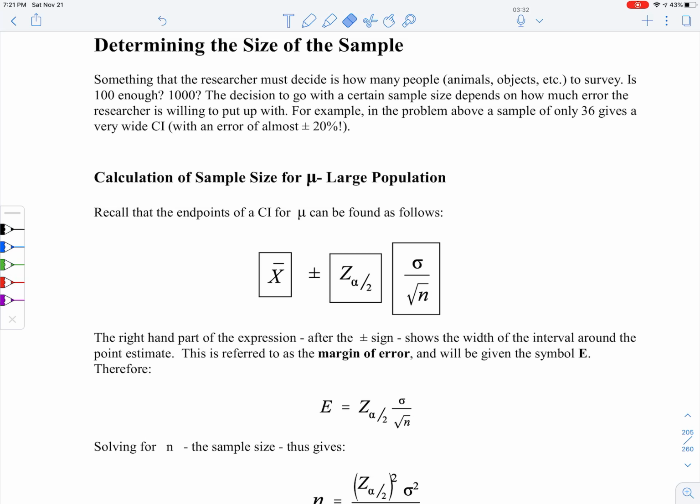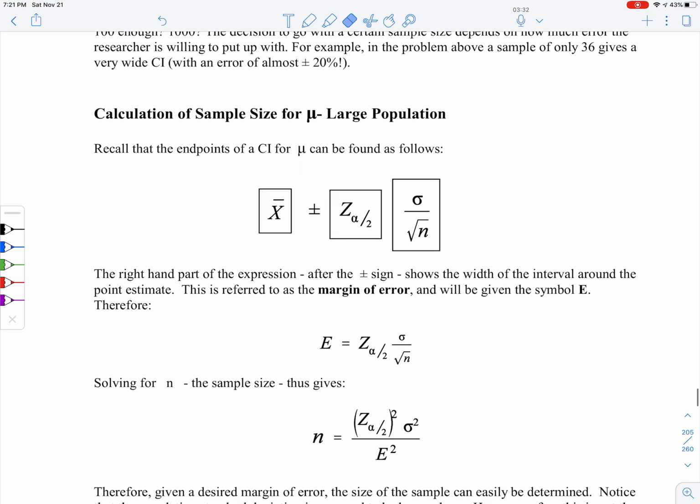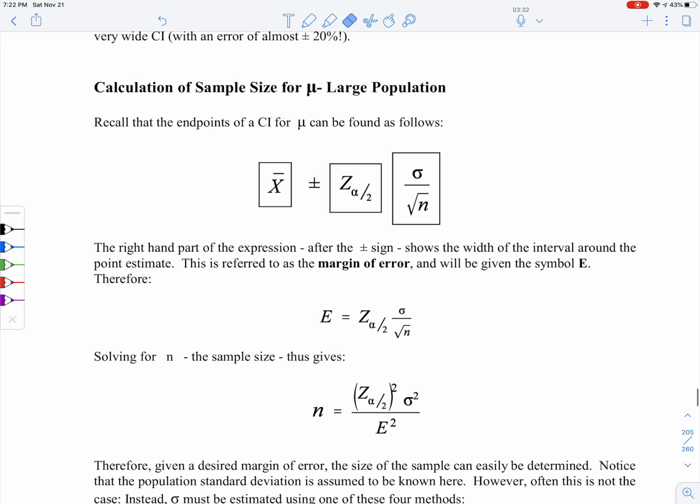So there are more sophisticated methods, but a good place to start is just to have that conversation with somebody and say, well, how accurate do you need to be? Like plus or minus 5%, 10%, does it need to be 2%? And that actually will be the strongest determinant in terms of what your sample size is. So let's take a look at how this works.